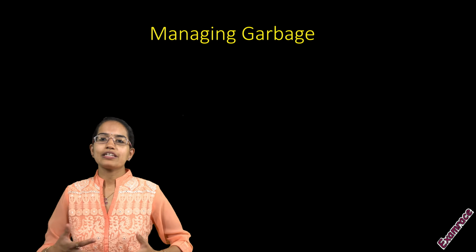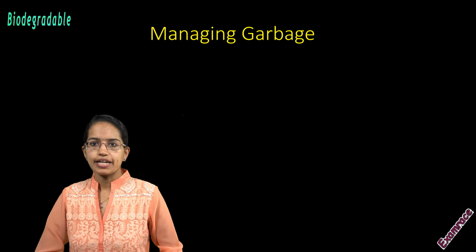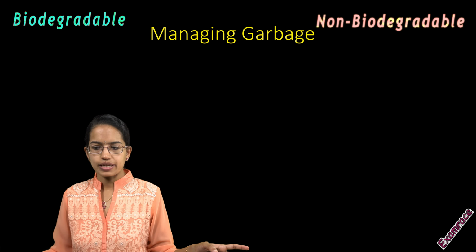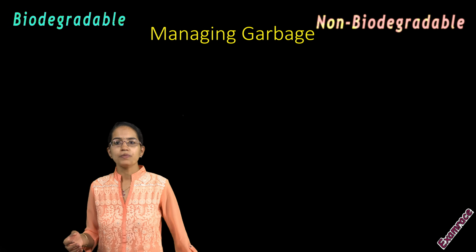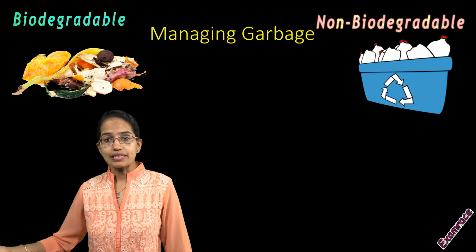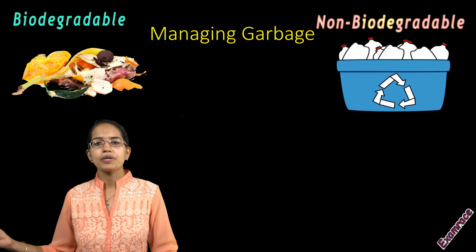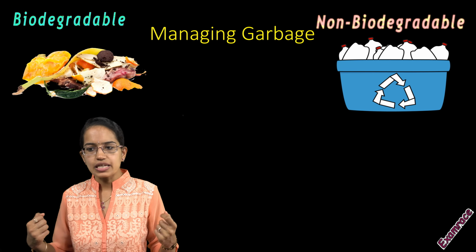The next important issue is managing garbage. So we have the garbage which could be classified as biodegradable and non-biodegradable. Biodegradable is one which can be biologically broken down. So all the food we can say is biodegradable. On the other hand, plastic is non-biodegradable because it cannot be broken down into simple compounds very easily.